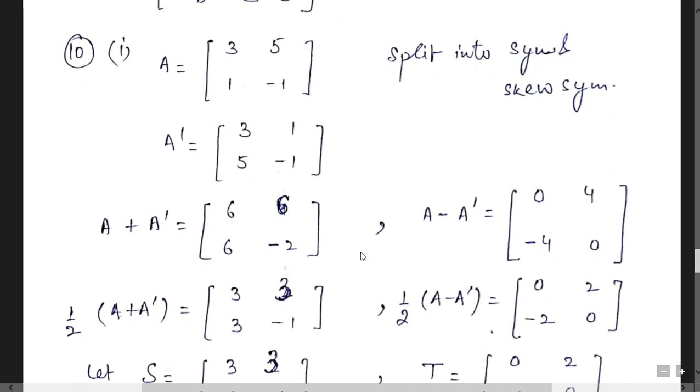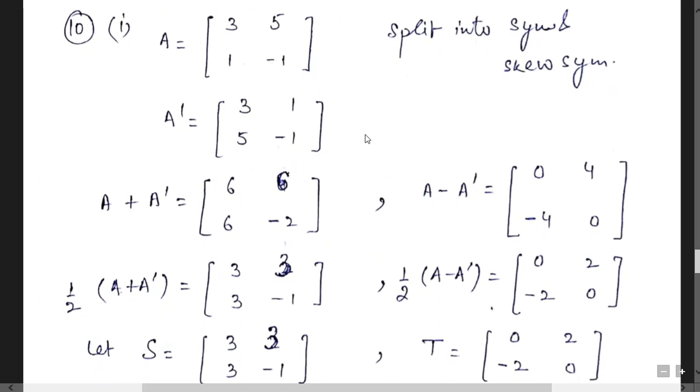Question number 10, part 1. We have to split this matrix into symmetric and skew-symmetric matrix, or you can say we have to split this matrix into two parts such that one is symmetric and second is skew-symmetric. This is one way of doing the problem. In first step you have to learn these steps.